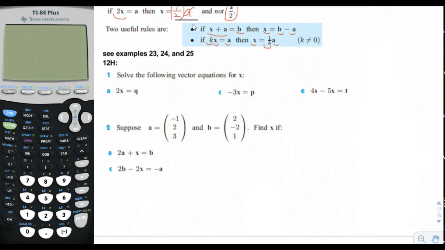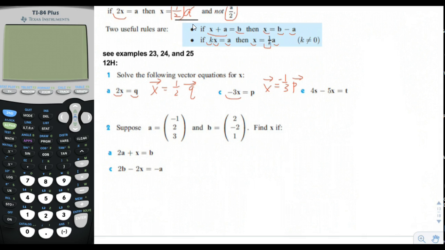So 1a, solve the following vector equations for vector x. If 2 times vector x equals vector q, then vector x is equal to 1/2 times vector q. And just do not write vector q divided by 2 because that doesn't really have any meaning. Next, -3 times the vector x is equal to vector p. So vector x is equal to, and then we could multiply both sides by -1/3, and that would give us that.